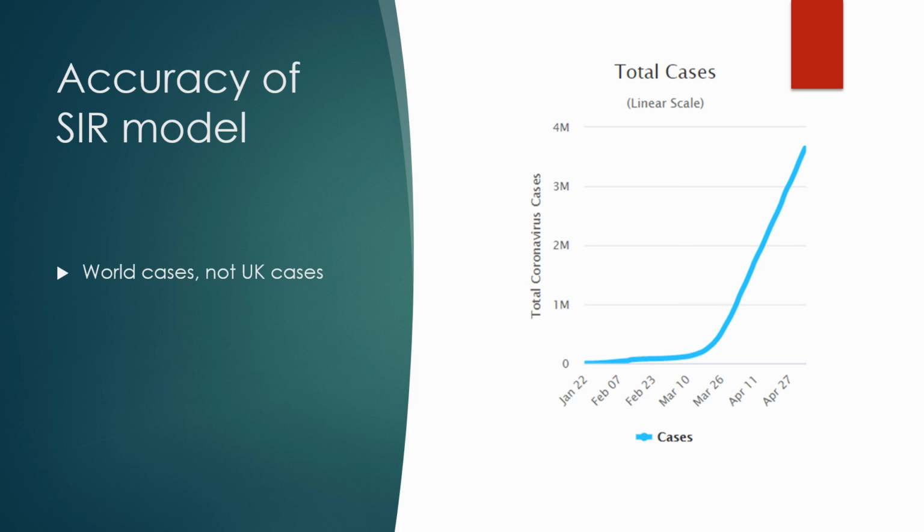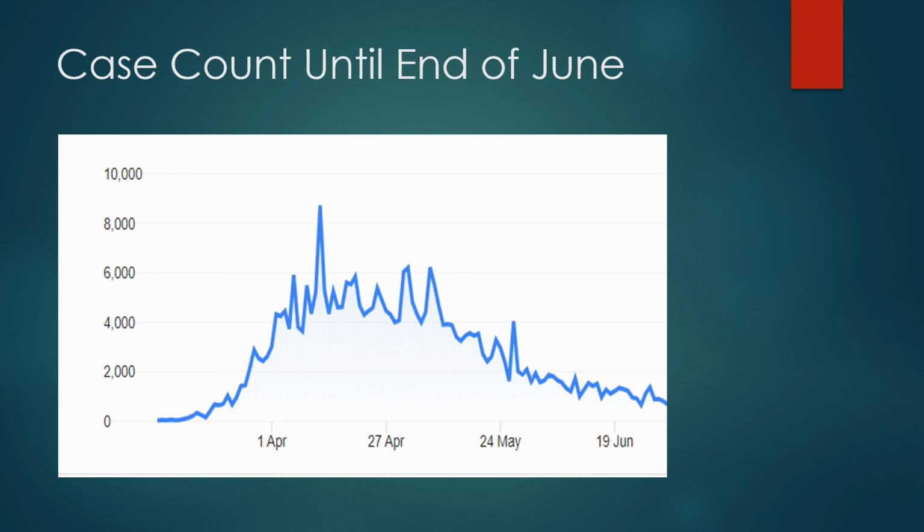But because we're looking at April 27th, there has not been a peak yet. But if we look at now, which is near the end of June, we can see that there has been a peak, and the case count has gone much lower. This is similar to the SIR model, as the number of infected people peaks and then decreases, and then eventually it goes back to zero.